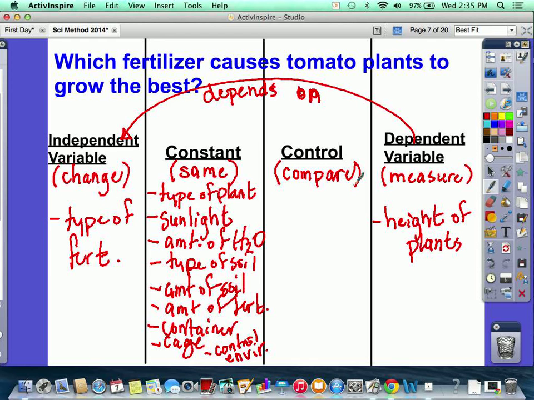But what if I said I have a cure for the cold? How could I prove that? How can I prove that? What do I have to do to prove that? Talk about that with your table group real quick. What would you have to do?